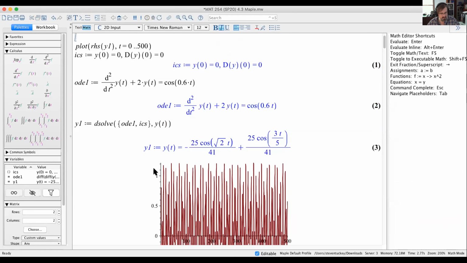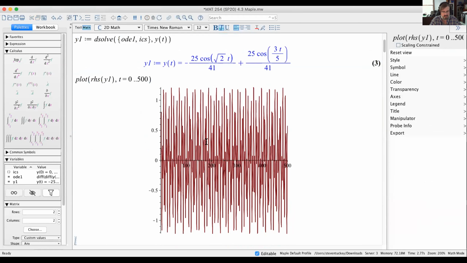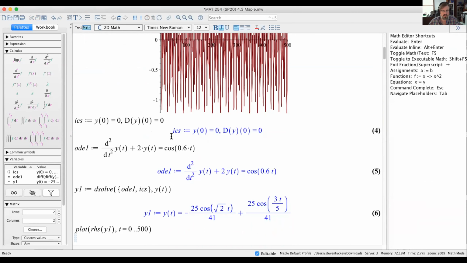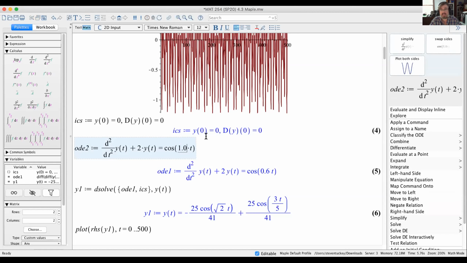Seriously, mouse? I don't know why my mouse is being so possessed today. It really does not like what I'm doing. So all I'm going to do is change this now. I'm going to call this, come on, I'm clicking. There we go. ODE2. And I'm going to change my omega to something a little bit bigger, 1.0, right? Again, it's not the square root of 2, but it's getting closer.